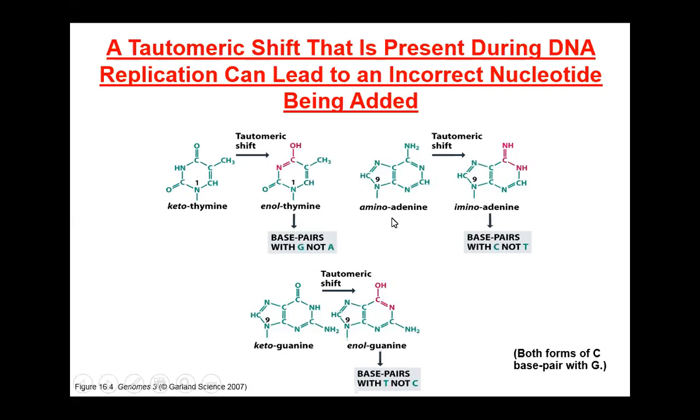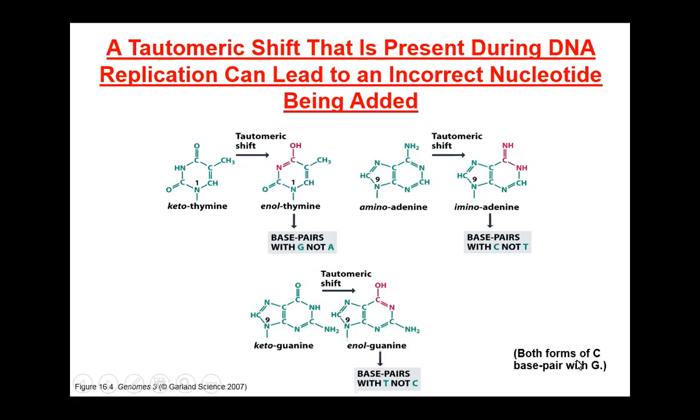In addition, likewise, for adenine, when that undergoes a tautomeric shift, and if that tautomer is found during DNA replication, the DNA polymerase would add a C across from the A instead of a T. And likewise with guanine, if guanine is found in its tautomeric form, instead of a C being added, we would have a T being added instead. And so you can see here how this can lead to a spontaneous mutation in the DNA.